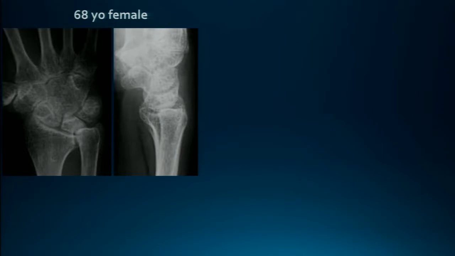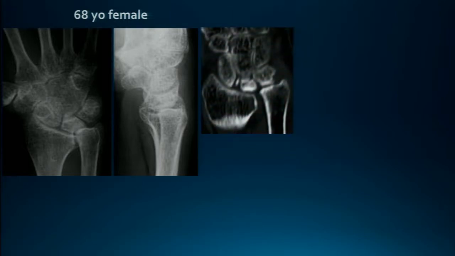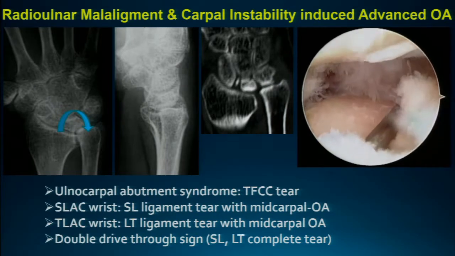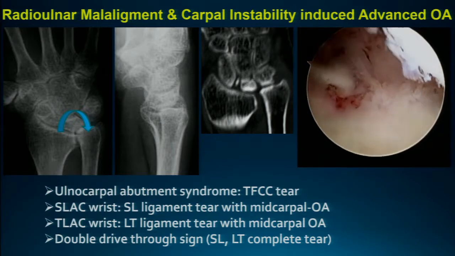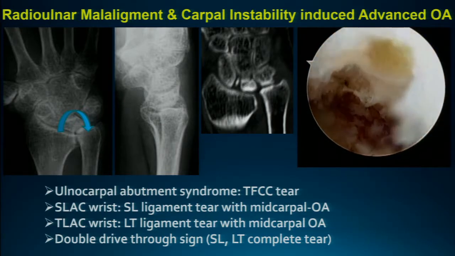Okay, this is a 68-year-old female presenting this X-ray, and you can see the abutment syndrome of the ulna. But the CT indicated widening between the scaphoid and lunate, and also incongruity between the lunate and the triquetrum. And this patient has a radial ulnar malalignment and carpal instability induced advanced OA.